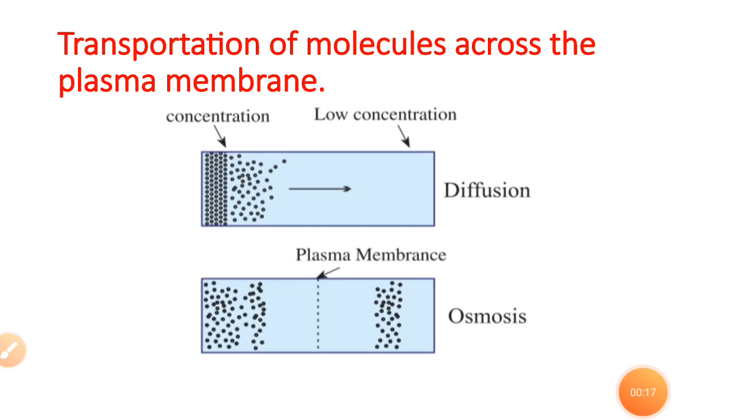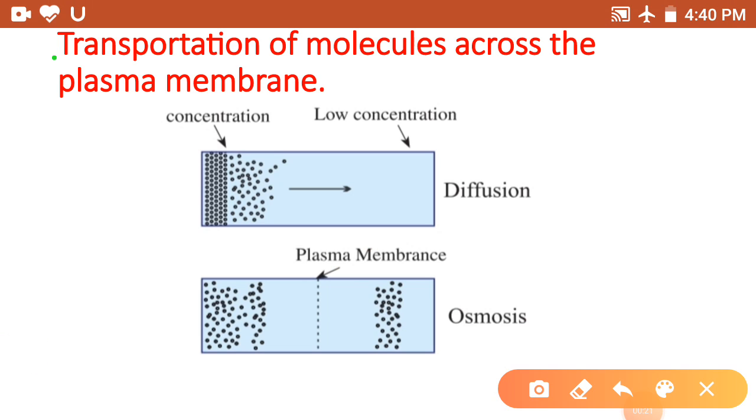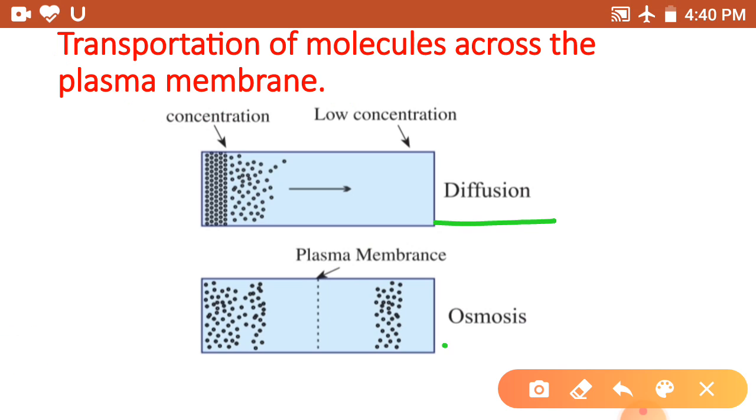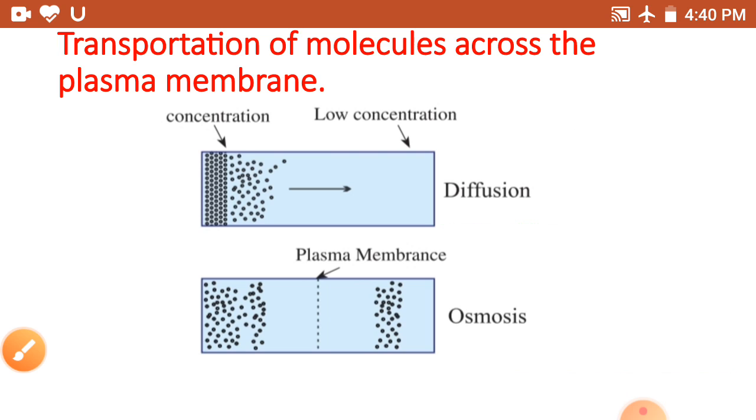Today we learn about the transportation of molecules across the plasma membrane. This is done in two ways. First is diffusion and second is osmosis. What is diffusion? Diffusion is the movement of solute or ions from higher concentration to lower concentration.